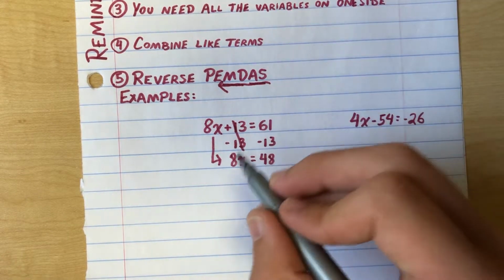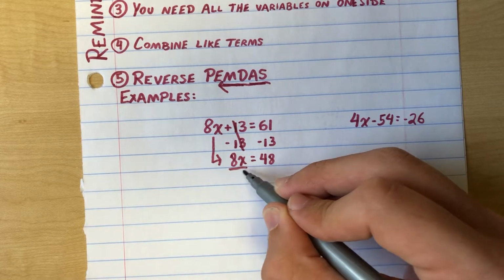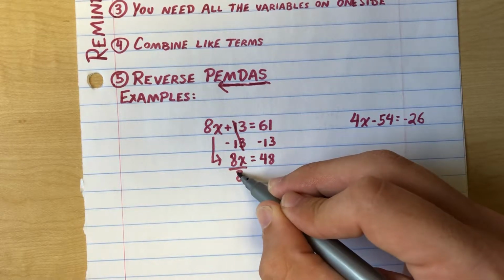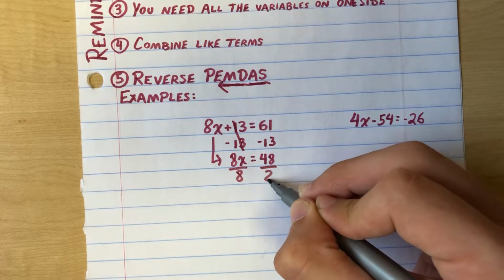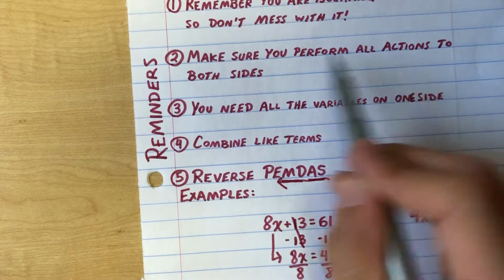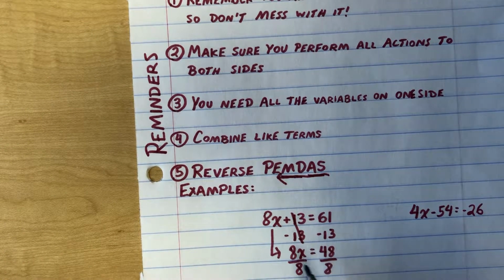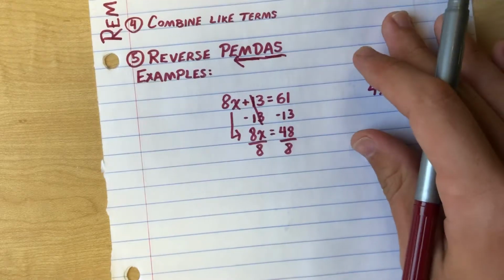the x. So to isolate the x, we're going to do the opposite of multiplying by 8, which is dividing by 8. So we're going to divide by 8 on this side, divide by 8 on this side. And again, remember that I am performing all actions to both sides because you cannot just divide by 8 on one side, you have to divide by 8 on the other side as well.